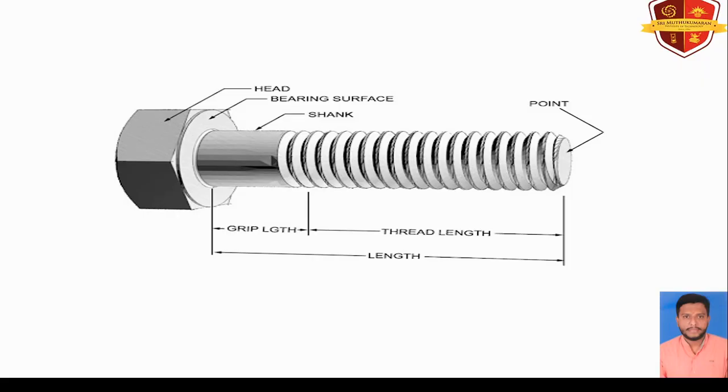This image shows the bolt. The top portion of the bolt is the head. The middle portion of the bolt is the shank. The ended portion of it is the thread.